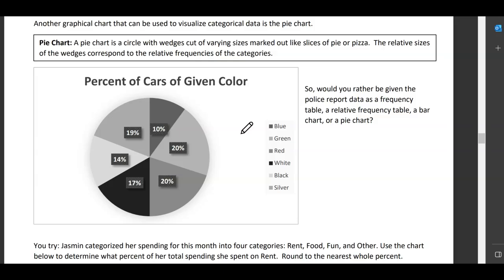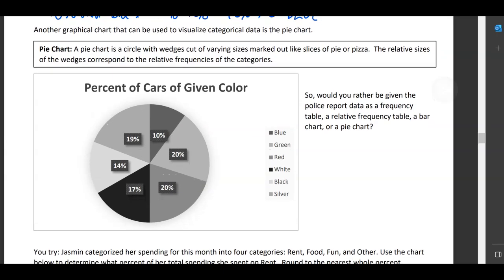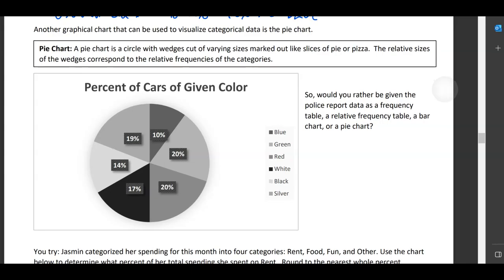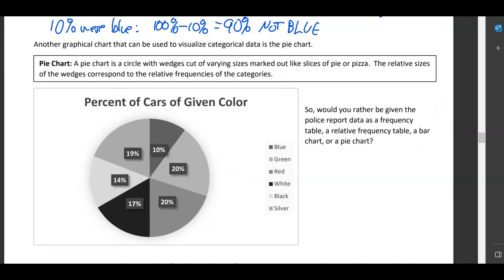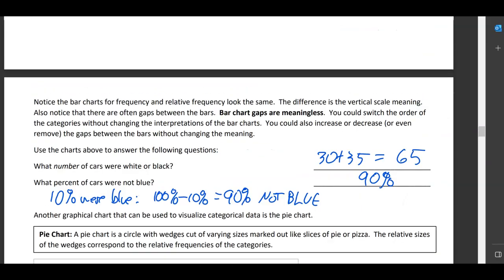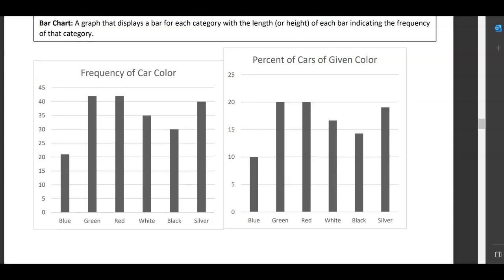Would you rather be given the police data as a frequency table, a relative frequency table, or a bar chart, or a pie chart? If I were the head of the police department in New York City, the pie chart's fine. I think I would prefer the percent of cars. Because the number of cars, 41 cars, no, that's not New York numbers. That's smaller town numbers. So I would want a percent so I can apply the percent to the numbers of cars on my roads in New York.